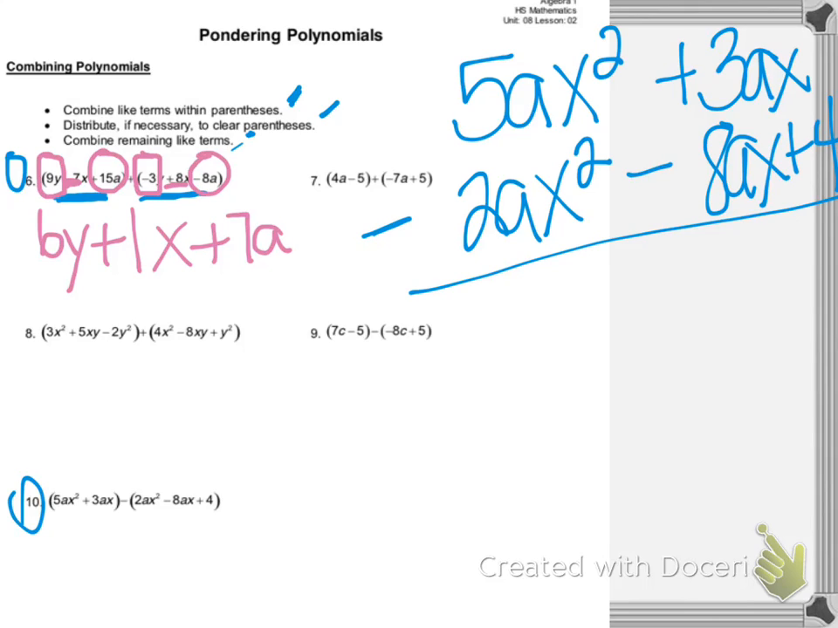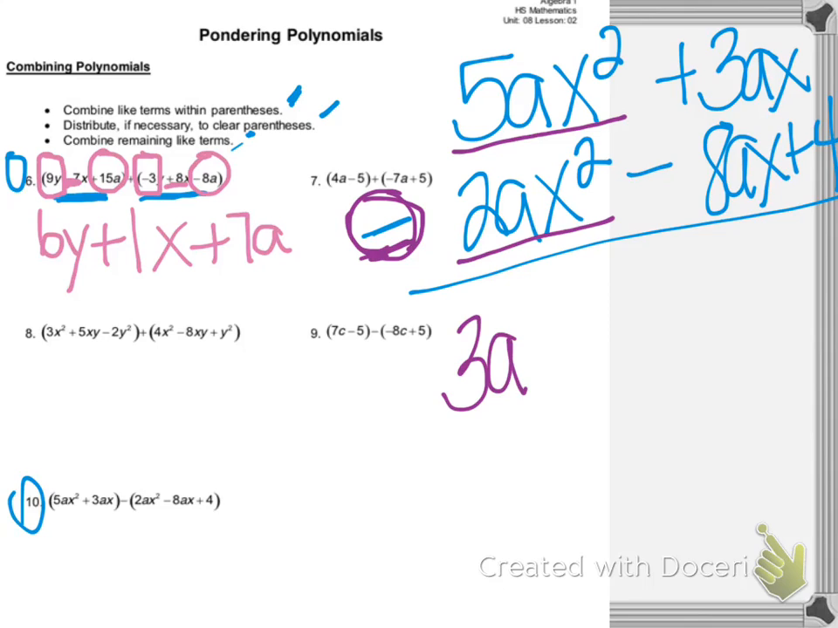Now, I cannot forget to go to the subtraction out here each time. So I'm going to go 5ax squared minus 2ax squared, which is going to give me 3ax squared. Okay, then I have 3ax minus a negative 8ax. So remember, these two negatives are going to make this a positive, and so I'm going to add. And so then that's going to give me 11ax.